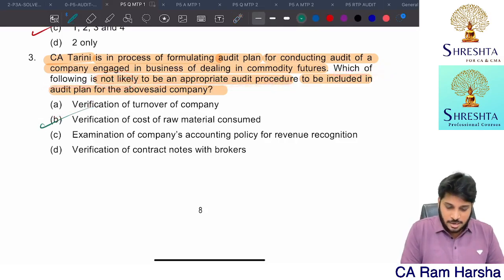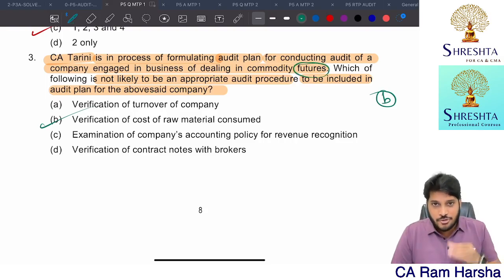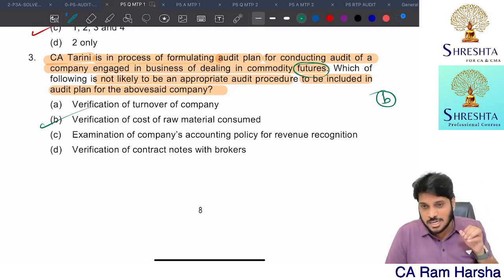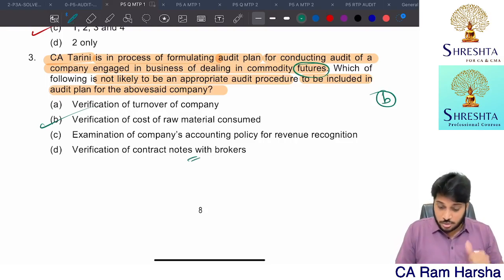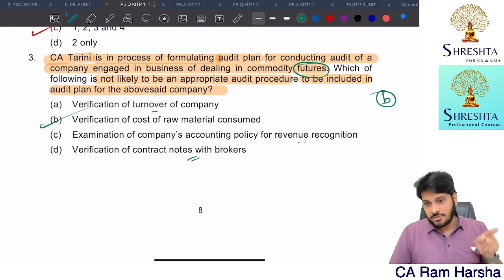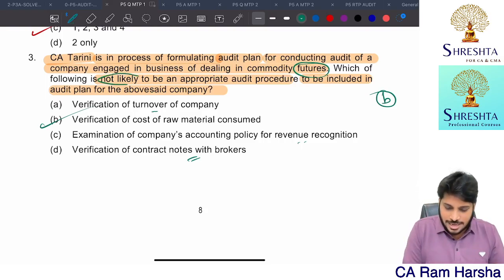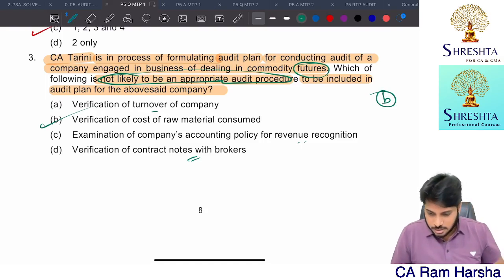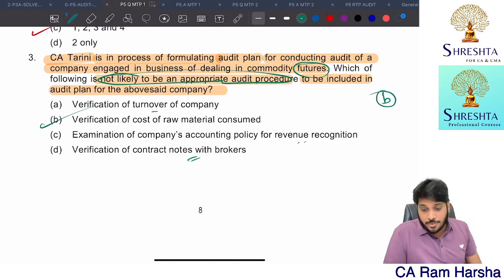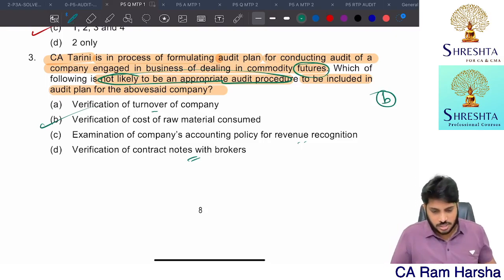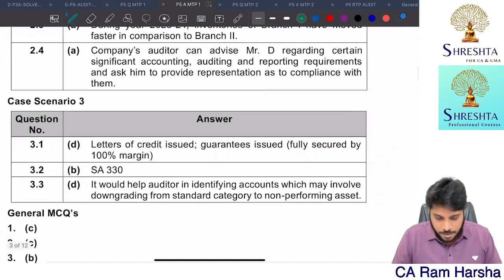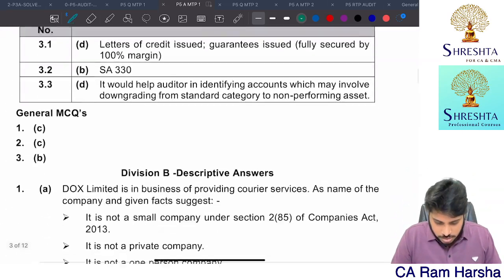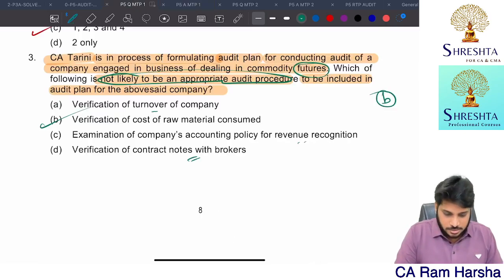Verification of cost of raw material: obviously it's futures and options, not stock market related, currency market related. Raw materials and all, why will I verify here? Raw materials won't be there. So option B. Contract notes I will verify, revenue recognition I will check, turnover of the company I will check. That's it. So B is not likely to be an appropriate audit procedure. Cost of raw material I will not check. I will once check the MTP for this. Yes, B is correct. The answer is correct.